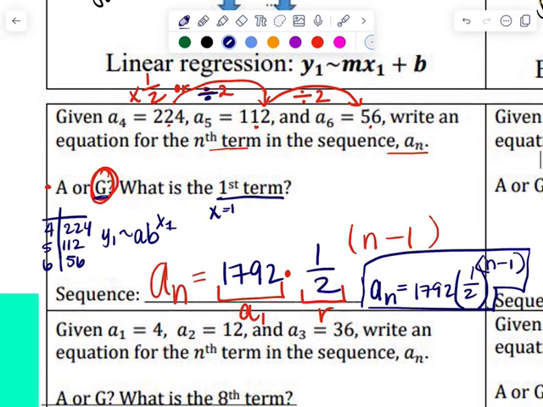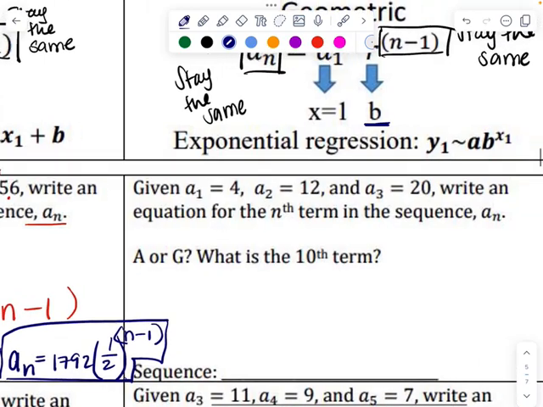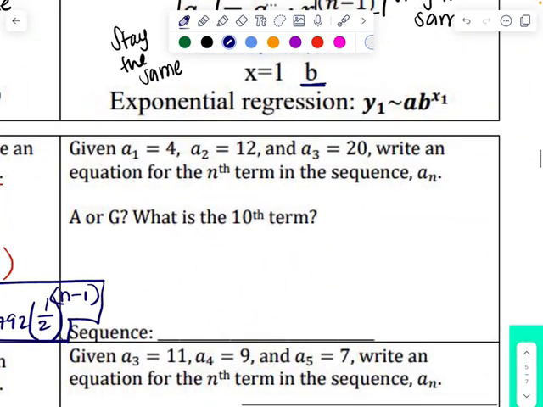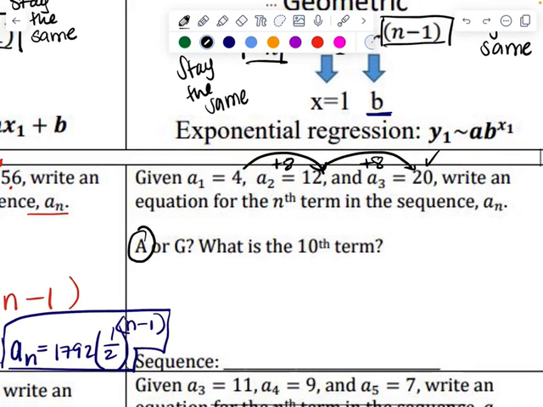Okay. If I want to do that, but with an arithmetic sequence, I'm going to look at this one right now. So here, from 4 to 12, I could add 8. And from 8 to 20, yes, I add 8 and it still works. So this is arithmetic. What is the 10th term? We can find that out in just a little bit. But first I want to focus on writing down my sequence.